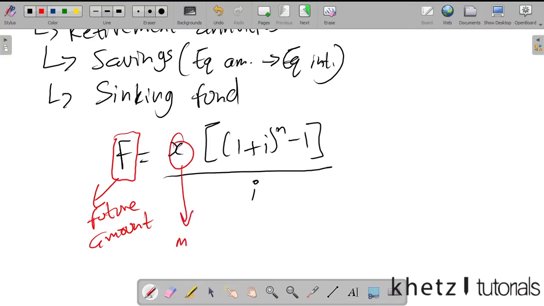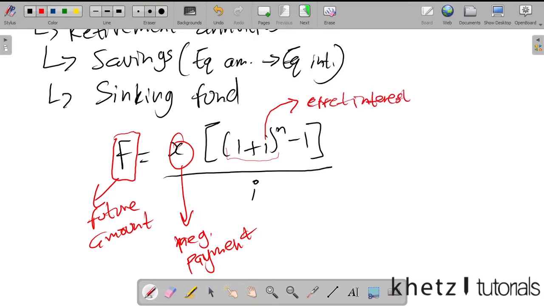And this would be your monthly payment or your regular payment. And this is just the interest, and the interest takes into account the compounding. So that would be your effective interest rate, or basically just whatever interest percentage you have divided by the compounding period, just call it M. That would be your compounding period.